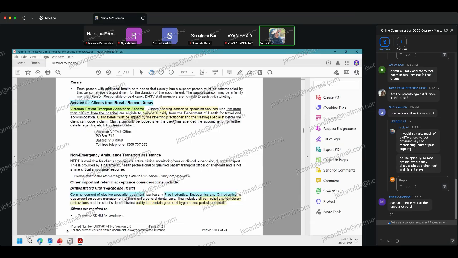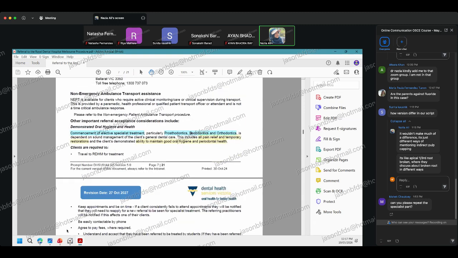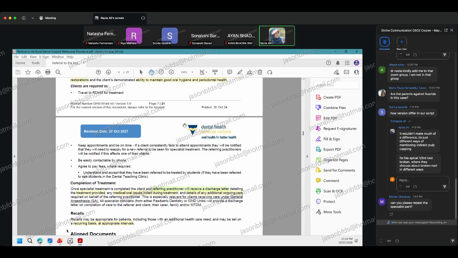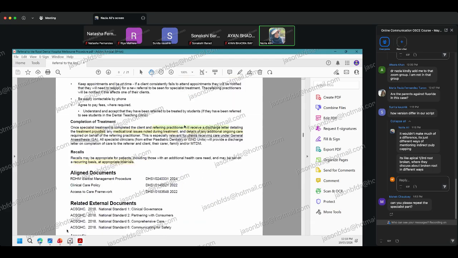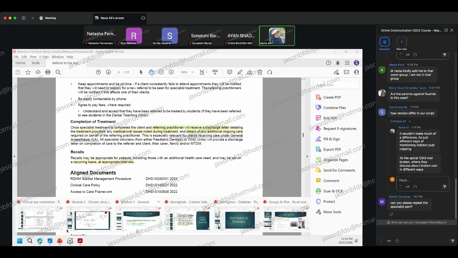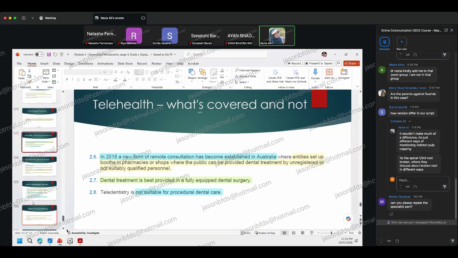Claim forms must be signed by the referring practitioners and the treating specialist before the client can lodge a claim, and then they are lodged, right? So that's where we're talking about how the treatment should be planned. That's where the specialist would come. So our job is just to make that referral and let the specialist take it from there.